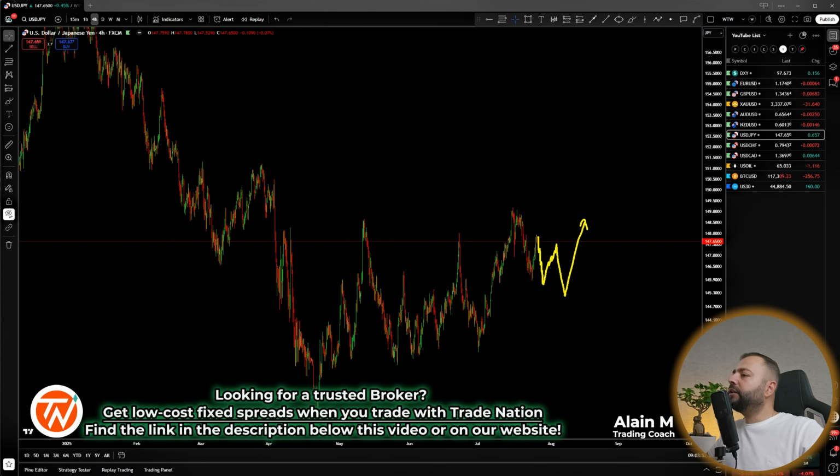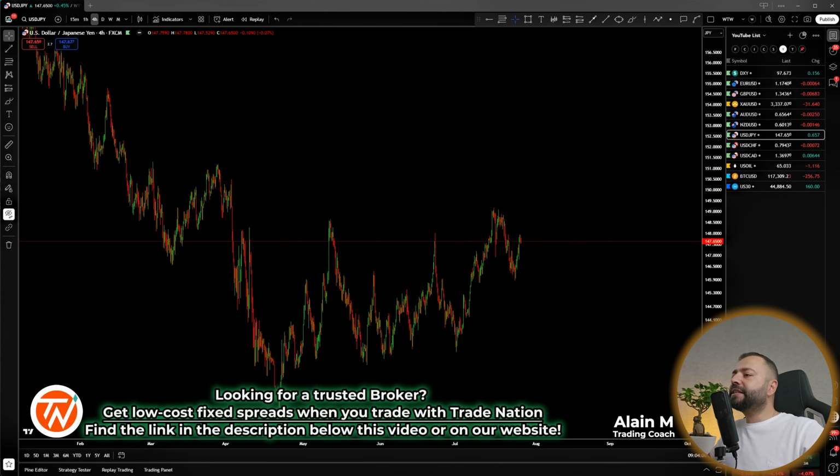For me, if I want to trade dollar yen, I'll be going for the sell setup first before any next structure. Sell setup under this low, we can look for the reaction. For now, one more fall before any next move.